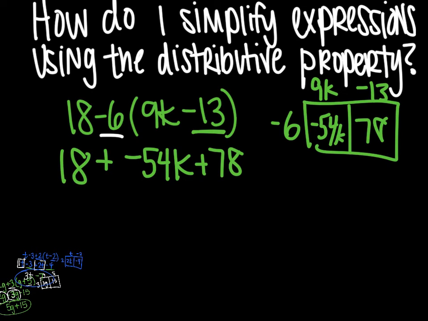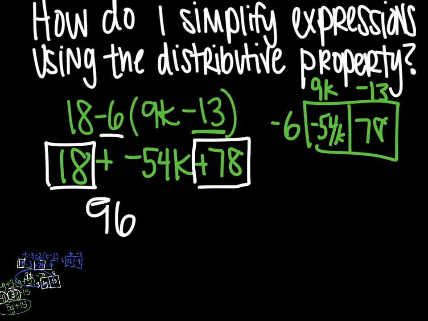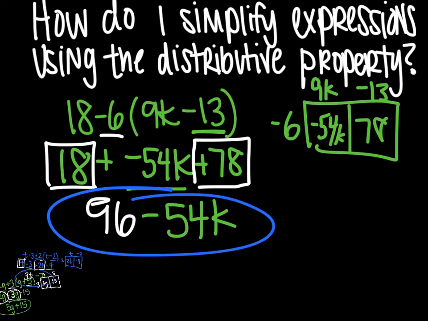Now I can combine like terms. The 18 is positive. The 78 is positive, so I can add 78 and 18 together and I get 96. Then I have a negative 54k that does not have like terms. And there is my final answer.